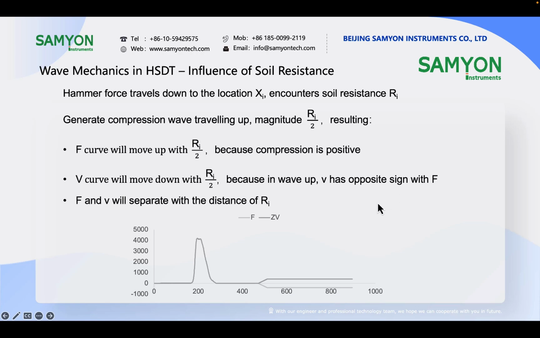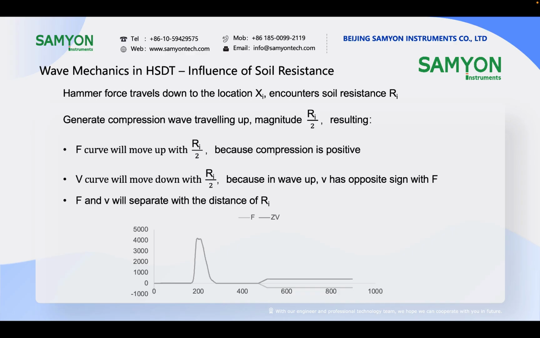Now let's talk about the influence of the soil resistance on the high-strain dynamic test data. In the previous slides, we have discussed the proportionality: F and V should meet each other before the end of the pile.